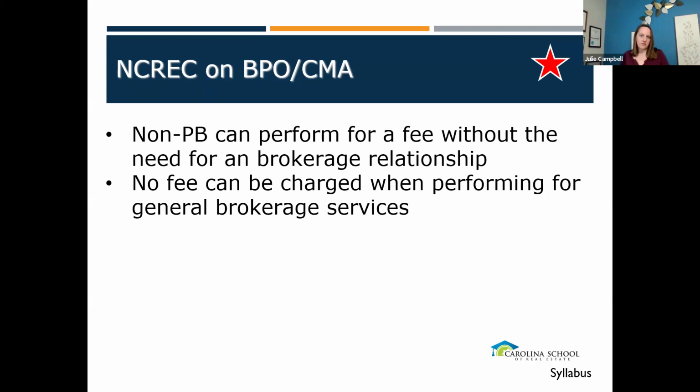And none of us can charge a fee for a BPO or CMA when it's just part of our job. When we're trying to get that listing, when we're talking to the seller about a price improvement, when your buyer wants to know what they should offer, we cannot charge for that. Nobody can.